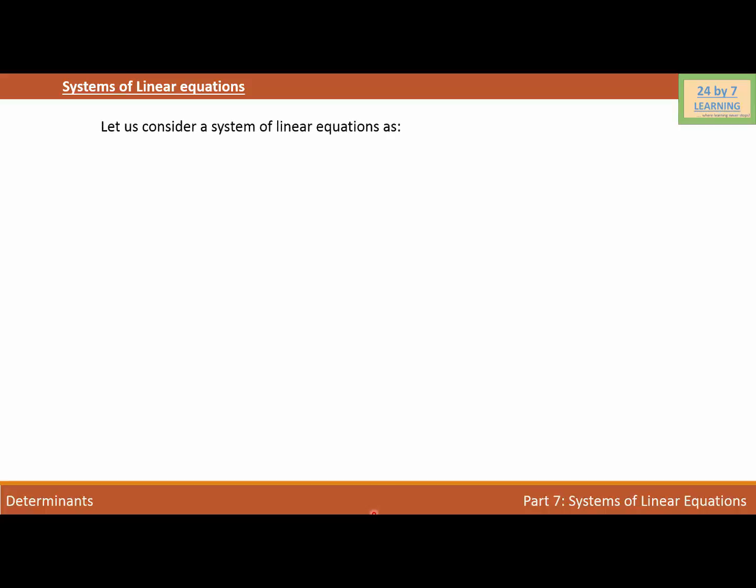Let's consider a system of linear equations as a1x plus b1y is equal to c1, a2x plus b2y is equal to c2. As you can see, I have two linear equations in x and y. In order to solve the system of linear equations using the inverse of a matrix, I need to create a coefficient matrix and then the matrix of constants as well as variables.